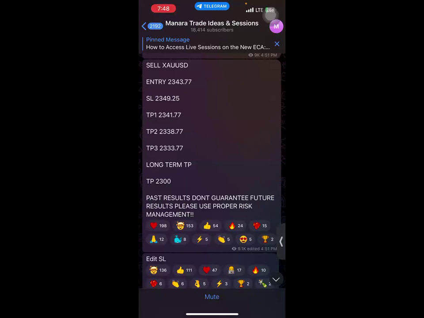All right, this particular trade idea says to sell XAU USD. So whenever you receive a trade idea like this, take note of 4 things. Number 1, whether it is a buy or a sell, but this one says sell. Number 2, the entry point. Number 3, the SL. And number 4, the take profits. These are all the things you need. All right, so let's go to our MetaTrader 5.